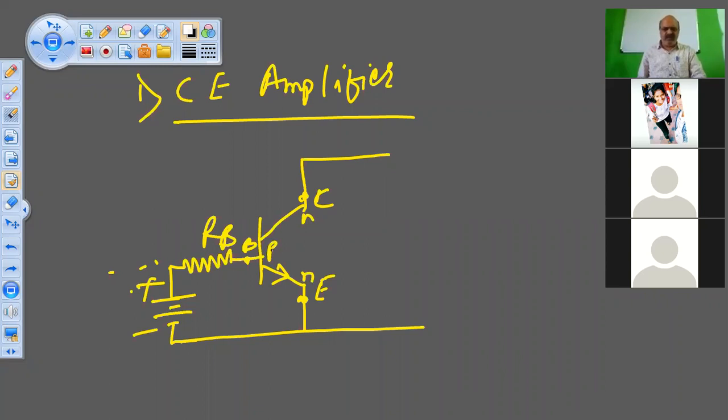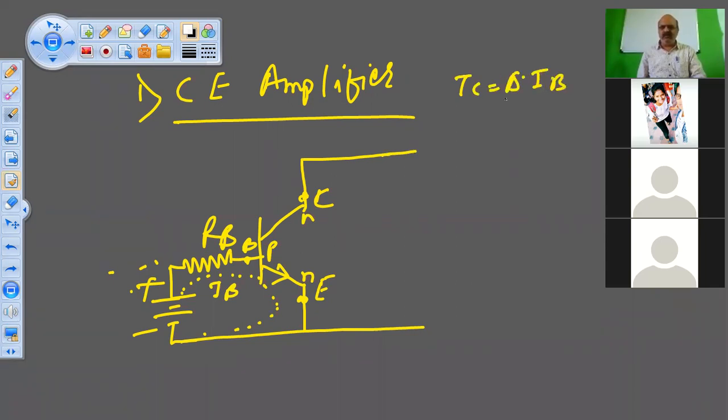So the base emitter junction must be forward biased, we know this. So base is connected to the positive terminal of the battery and emitter is connected to the negative terminal of the battery. So automatically the base emitter junction is forward biased. So when the junction is forward biased, what will happen? The current will flow, base current IB will flow.